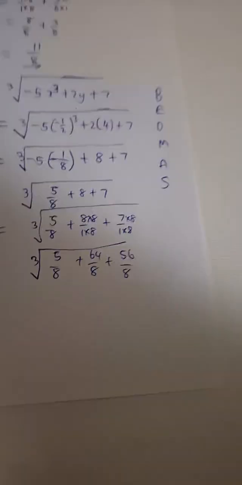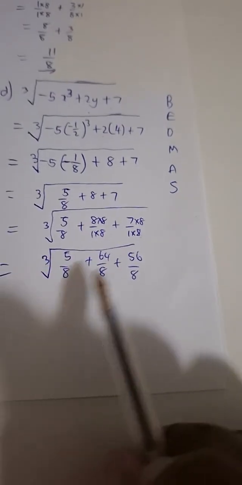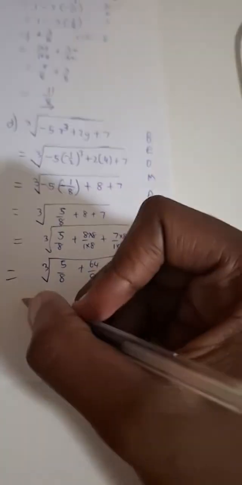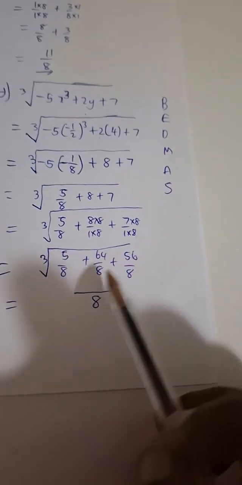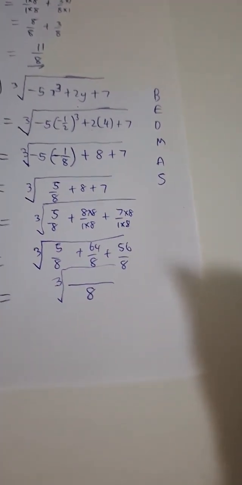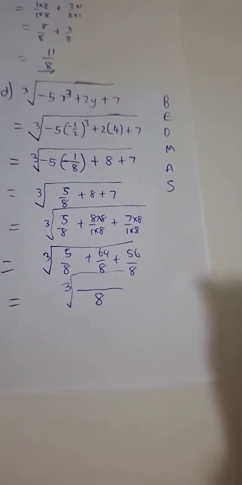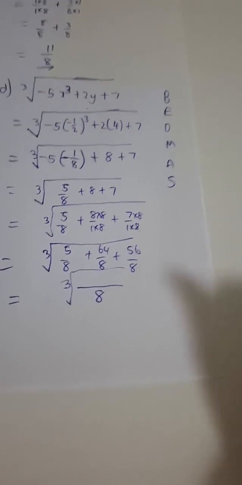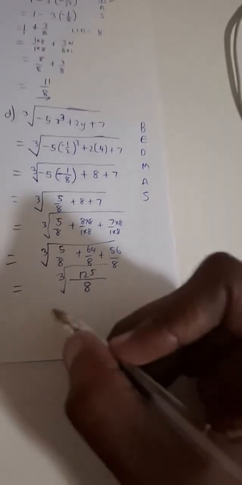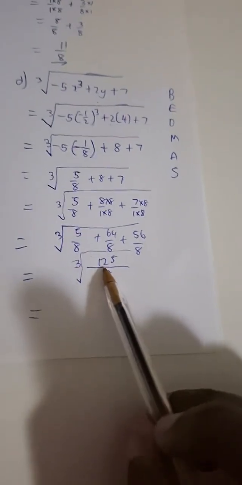When the denominators are the same, what did we learn in the previous grades? That if the denominators are the same and we are adding and subtracting, now we can add the numerators. I want someone to tell me, what is 5 plus 64 plus 56? What will I get in that numerator? Because all of this will be captured underneath the cube root. 5 plus 64 plus 56, guys, gives me 125. Right, nice.